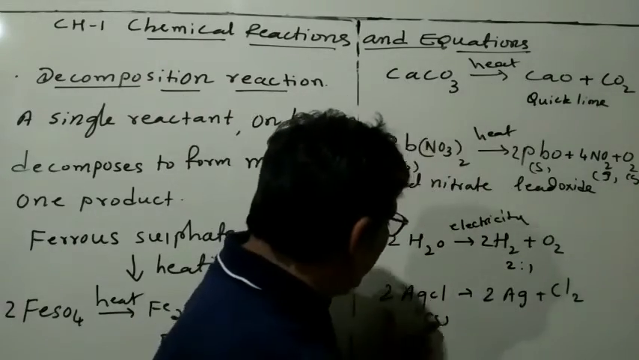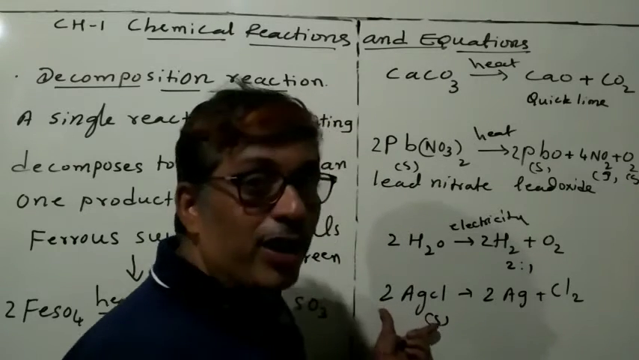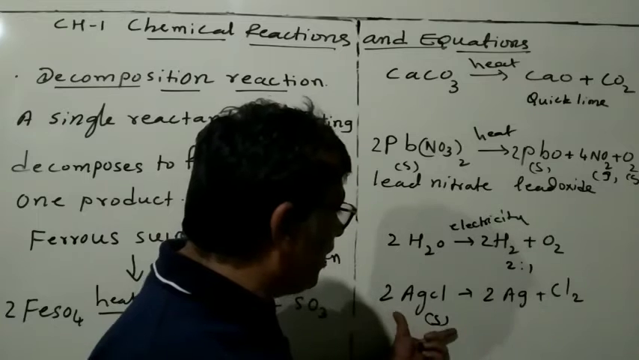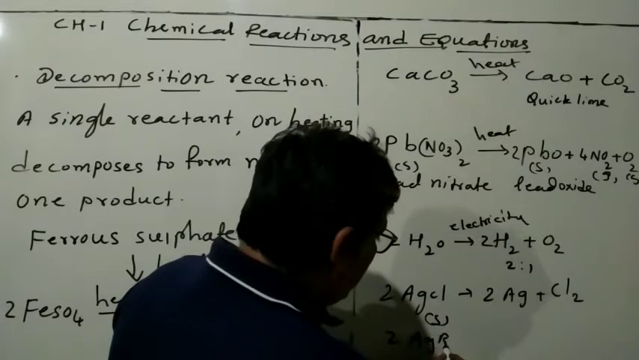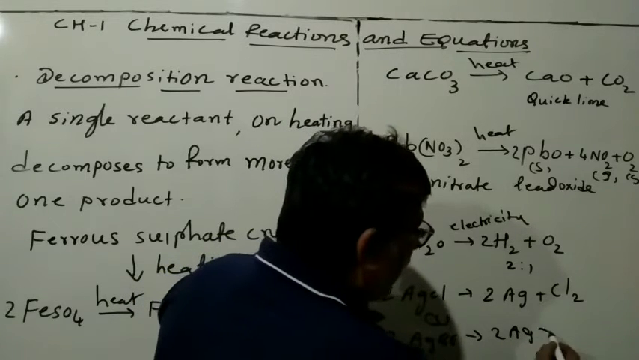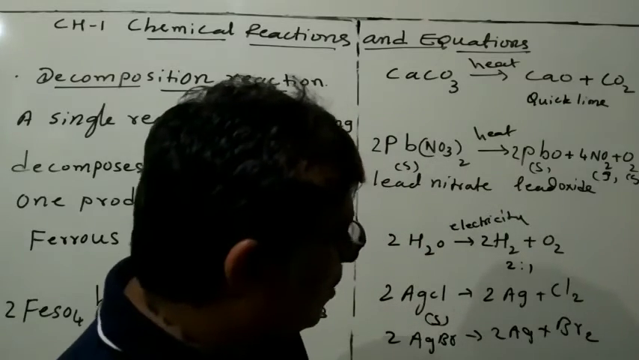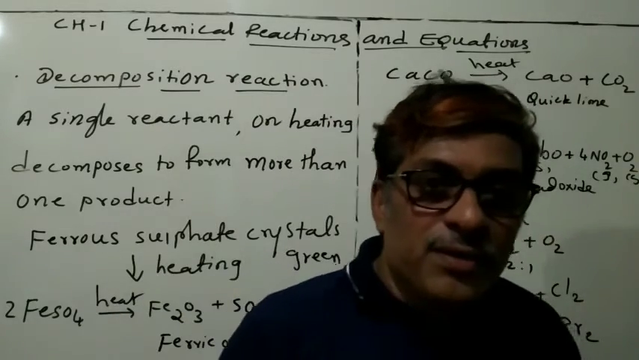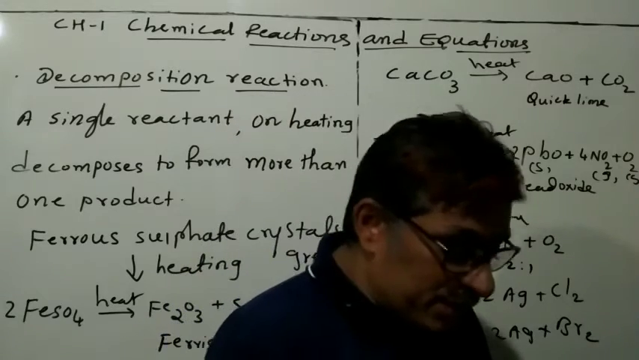In a similar way, you can take silver bromide. This is also from the halogen family, 2AgBr, and it is also like this, 2AgBr. You get 2Ag and bromine. This is bromine you will get. In this way, these are all examples of decomposition reaction.